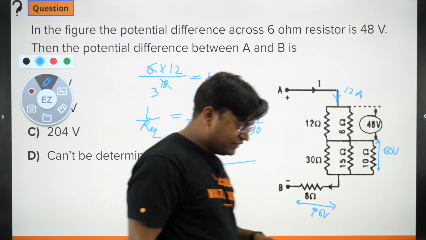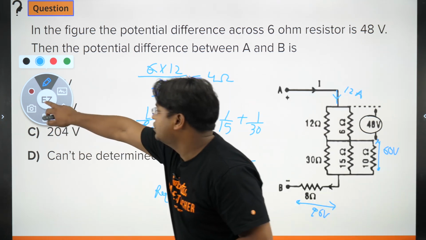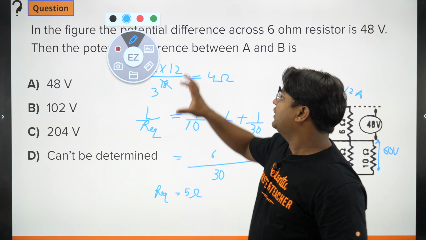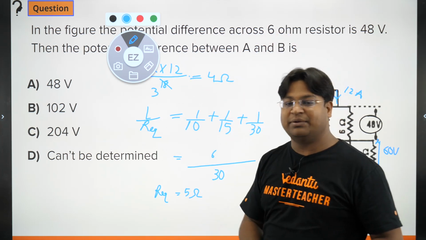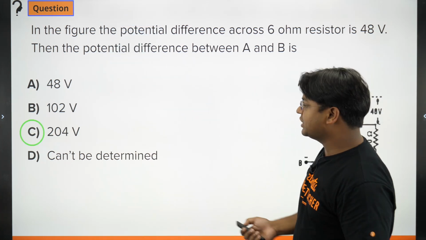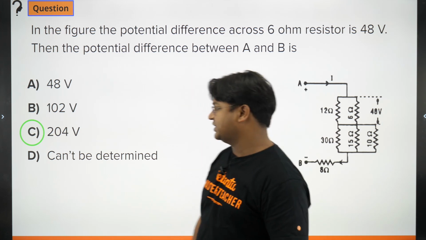So the answer that we are looking for is 204 volt. Alright, so C option should be the correct one. We had to find the potential difference between A and B and we have found that. So C should be the correct option as we are witnessing it here.